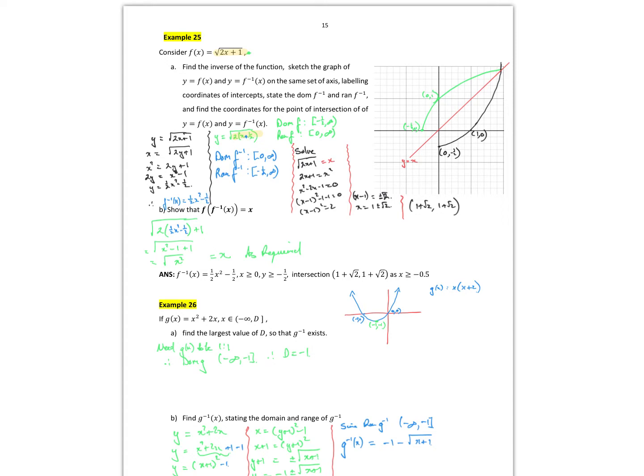x equal to 0, y is equal to the square root of 1, which is 1. So we get our square root function over here. The domain of this function, we can see straight away from the graph, is from negative a half to infinity. The range is from 0 to infinity.